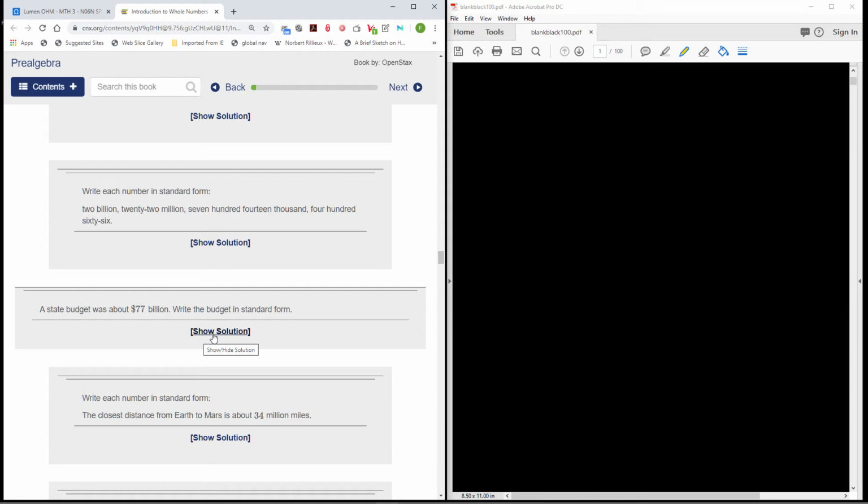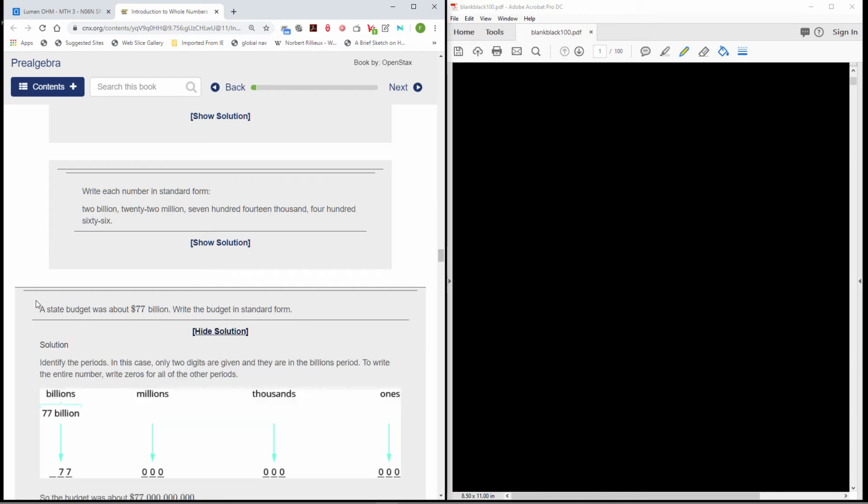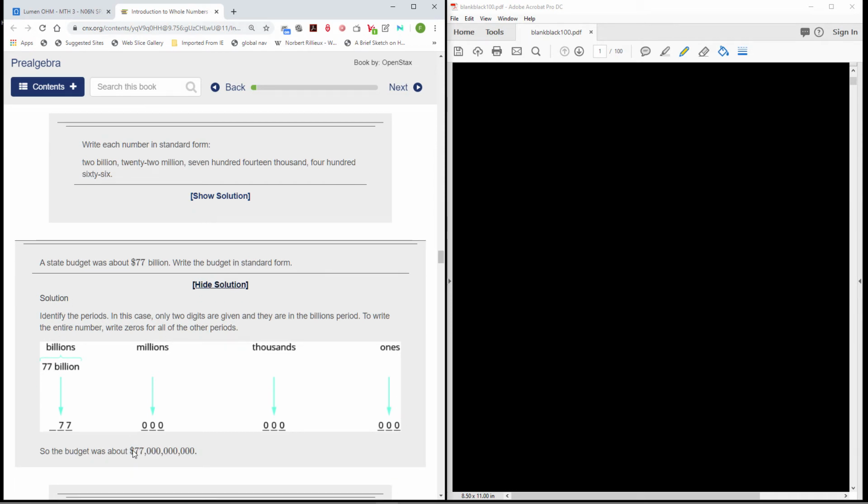In this one, a state budget is 77 billion. What would that be? So that 77 would be in the billions period. We don't have anything else, so we don't show anything else here. That's how it would look: zeros in the millions, zeros in the thousands, and 0 ones. So it's 77 billion.